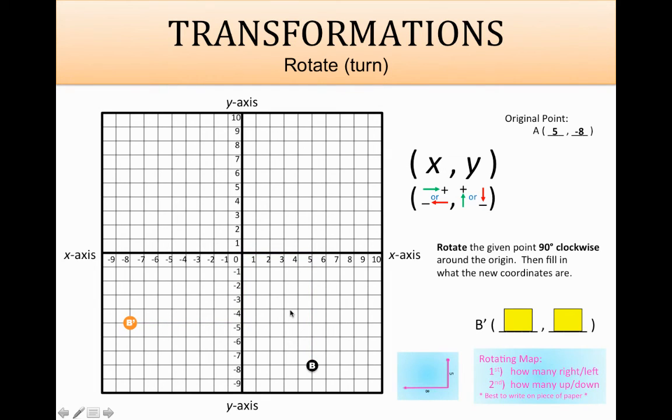Now, once you do that, you just got to get the coordinates for it. So from the origin here, I go 8 to the left. All right, so that's a -8. And then down 5, so that's a -5.